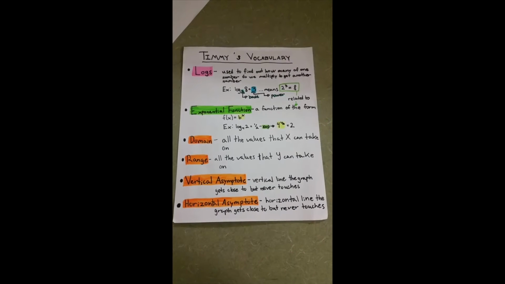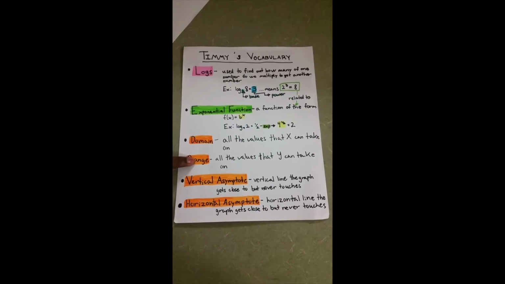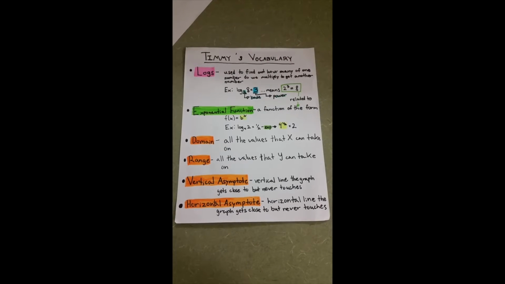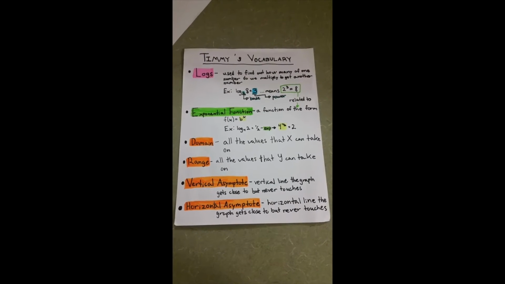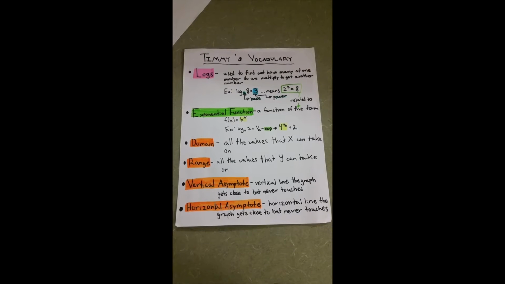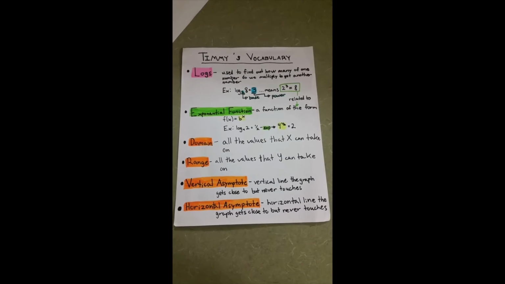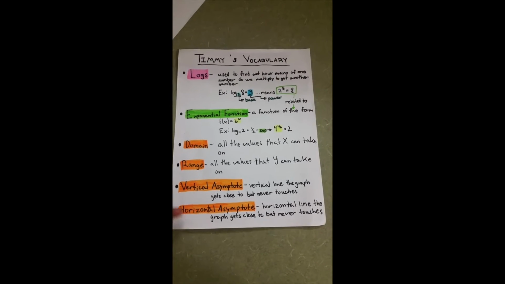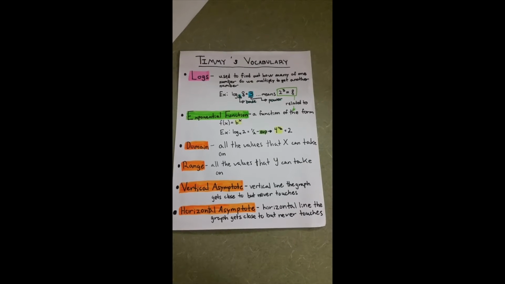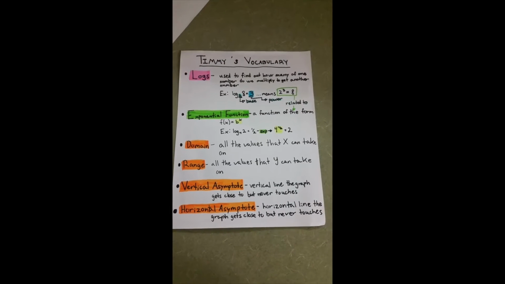Domain is all the values of x. Range is all the values of y. Vertical asymptote is a vertical line that a graph gets to but never touches. Horizontal asymptote is a horizontal line that a graph gets close to but never touches.